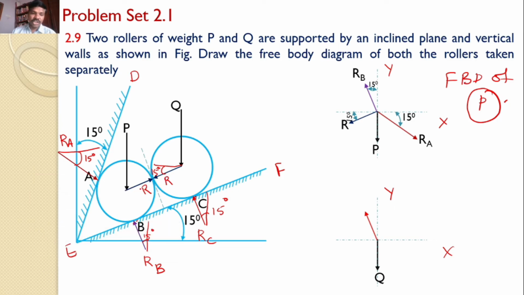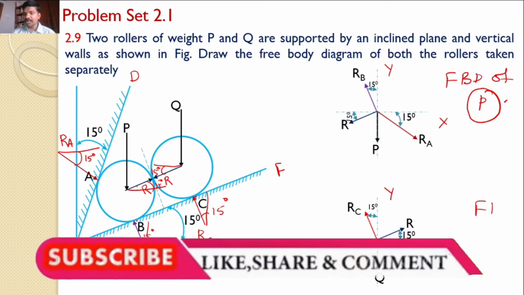Okay. Sitting on Q, that is R, that R I am transferring onto the XY plane. What is the angle? This is the same line. So this angle makes 15 degrees with the horizontal. Hence this angle is 15 degrees. RC makes an angle of 15 degrees with the vertical like this, and R makes an angle of 15 degrees with the vertical like this. Hence this is the free body diagram of roller Q.